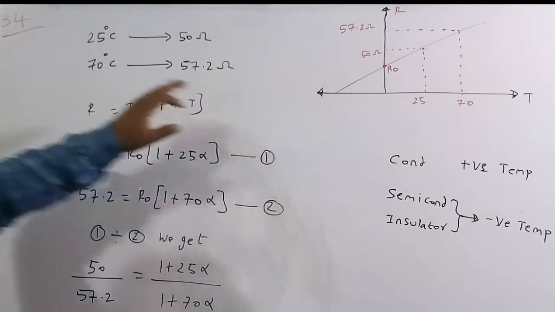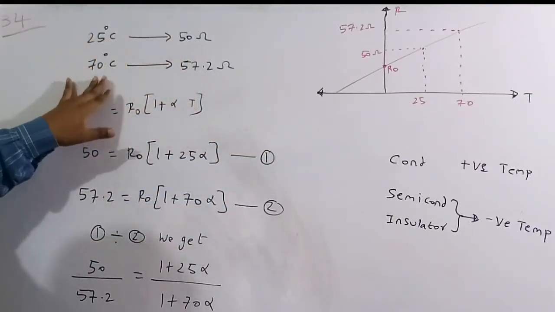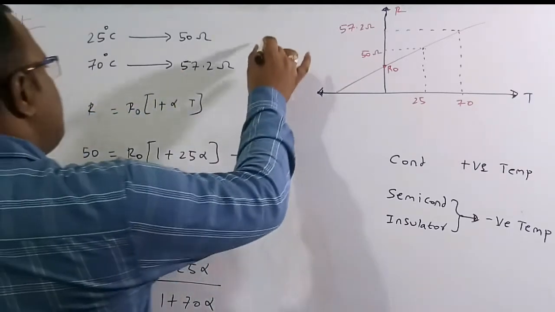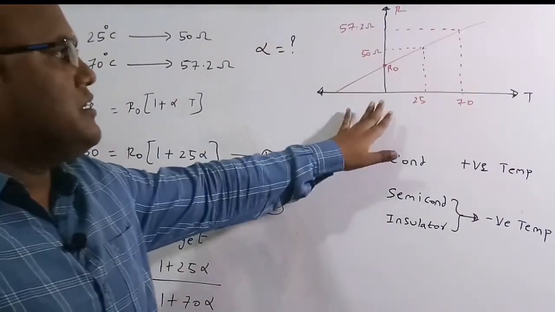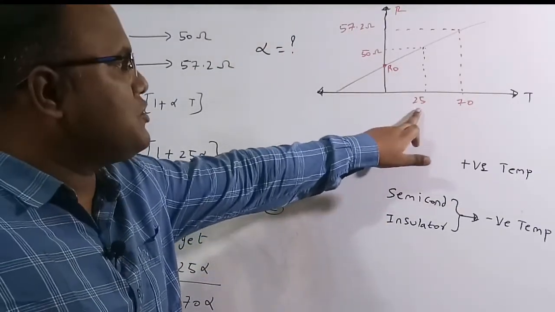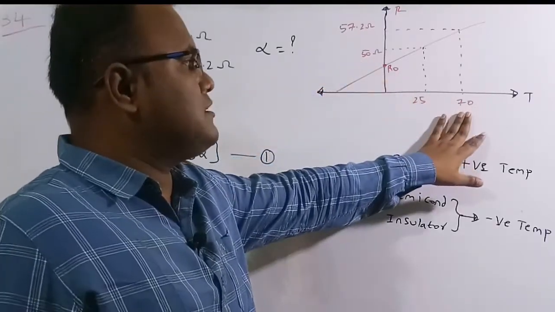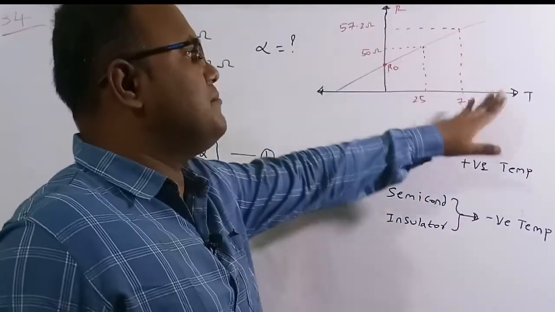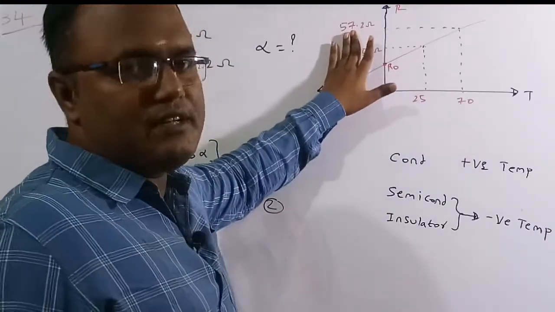In this question, it is given that at 25 degrees centigrade the resistance is 50 ohm, and at 70 degrees centigrade the resistance is 57.2 ohm. We have to find the temperature coefficient of this resistor. Based on this we can plot a diagram of resistance versus temperature: at 25 degrees the resistance is 50 ohm and at 70 degrees the resistance is 57.2 ohm. As the temperature increases, the resistance also increases for a conductor.